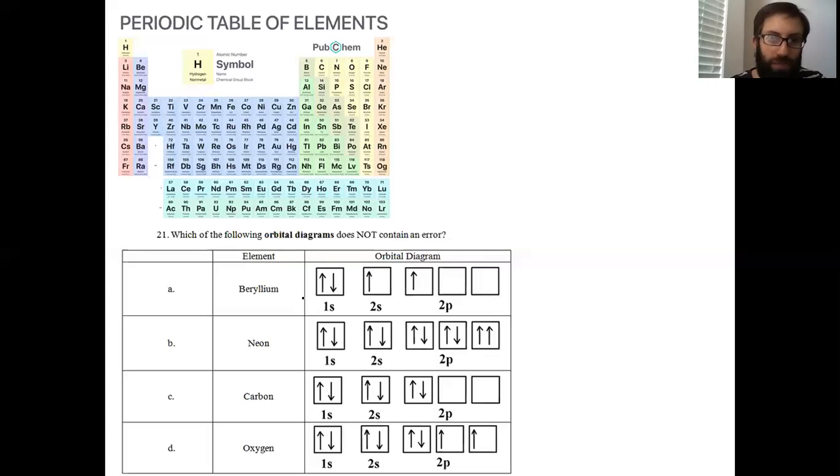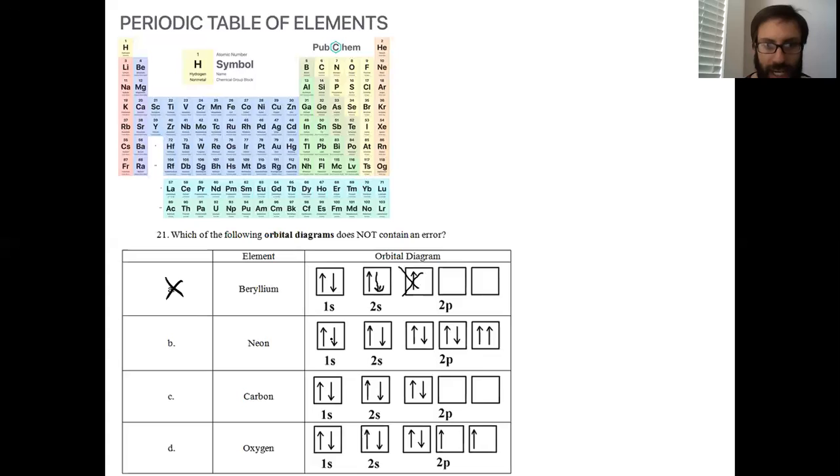Let's see beryllium. Beryllium, they went spin up, spin down. Then they went one in the 2s and then one in the 2p. That's not right. They need to put the other one here in the 2s, right? Not here, because the 2s is lower in energy. And look, it's in the S block. So that one's not right. So that's then not our answer. We're looking for the one that is correct.